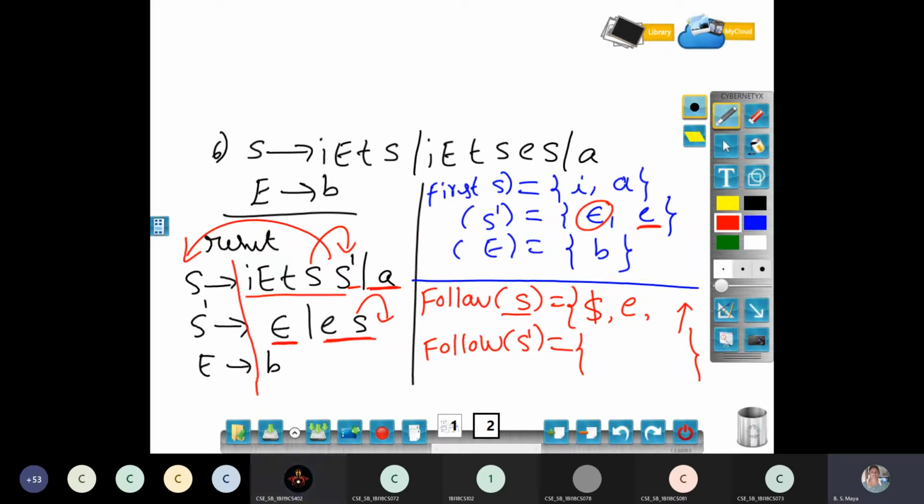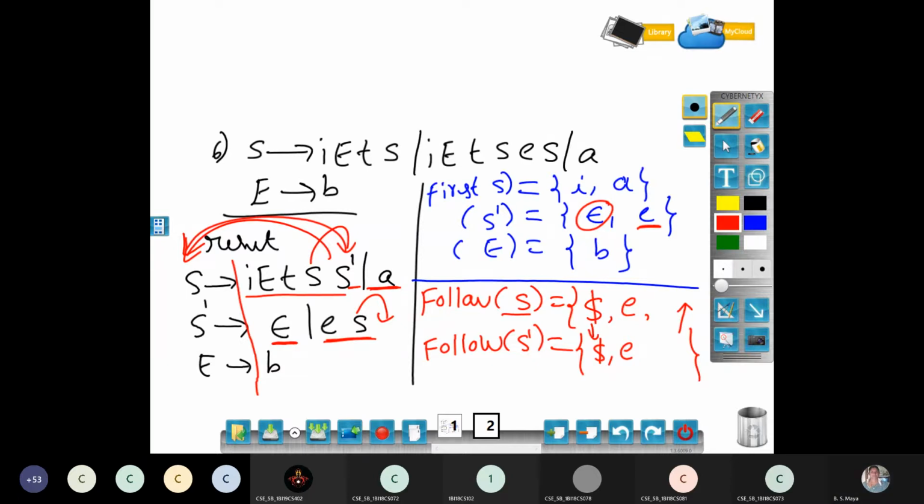Epsilon. Ma'am, epsilon. If it is epsilon, what should we do? Follow of S should be written. Then I have to copy these two things here. Okay. Follow of S dash is epsilon. Because of that, again I go back to write the follow of S. The follow of S is dollar and E.